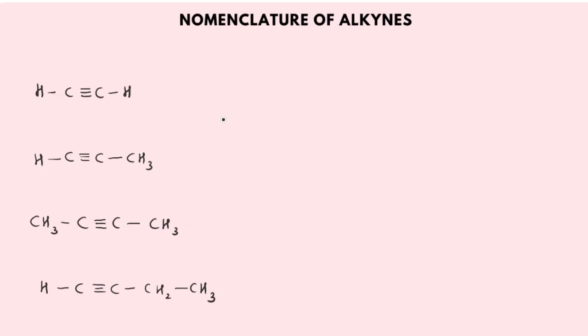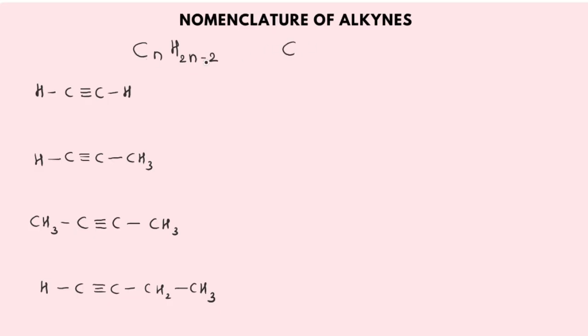In the last video, we discussed how to name the alkene molecules. In this video, we will learn how to name the alkyne molecules. Alkyne molecules are organic compounds with the general formula CnH2n-2, where n is the number of carbons.